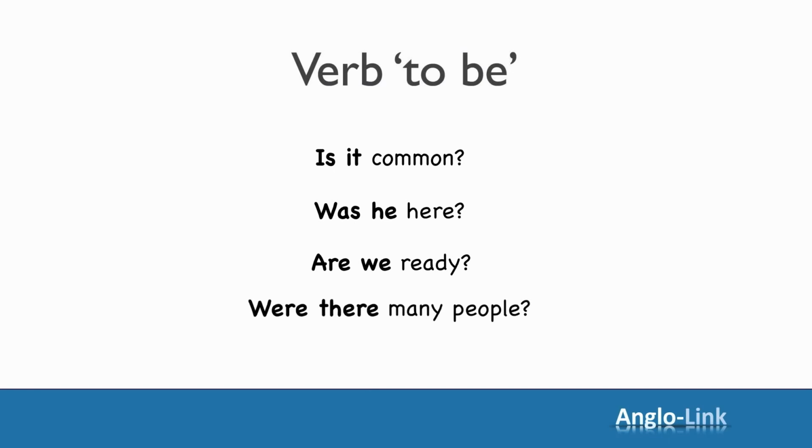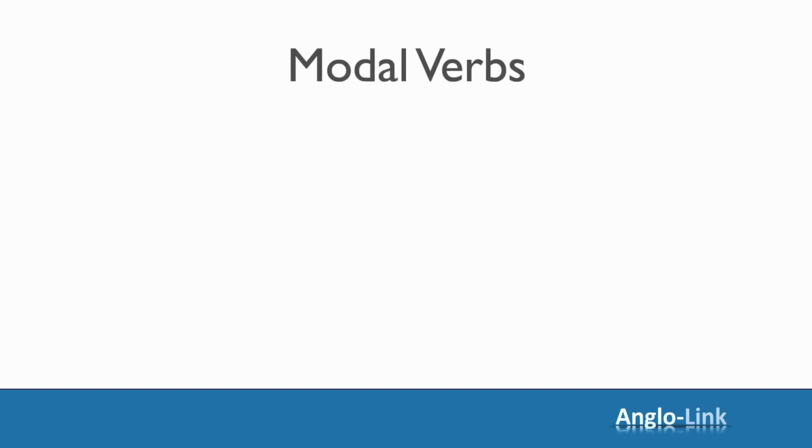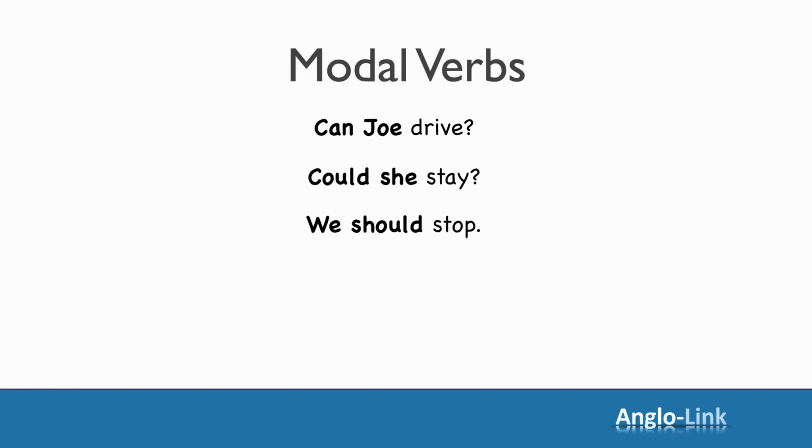Now let's look at how we formulate questions with modal verbs. First example, Joe can drive. Like the verb to be, all you need to do is to move the verb behind the subject. Can Joe drive? She could stay. Put could behind she. Could she stay?